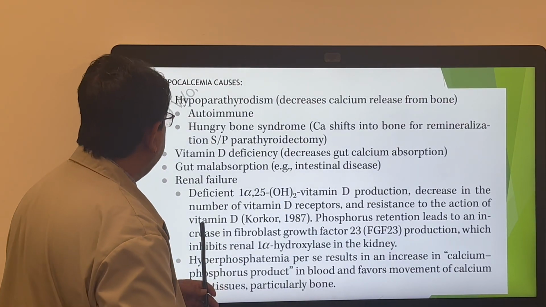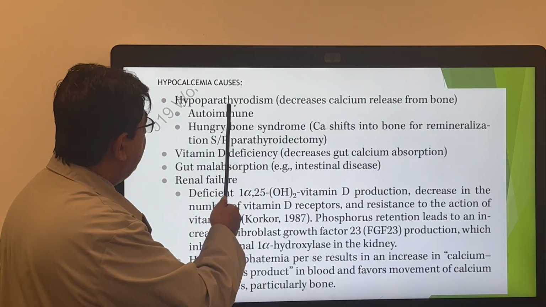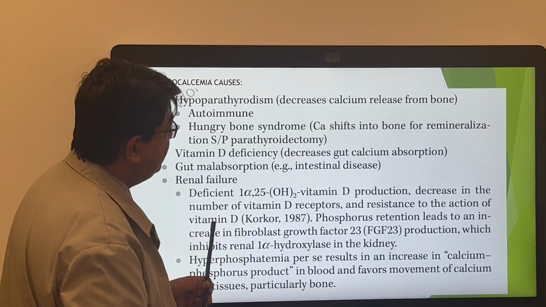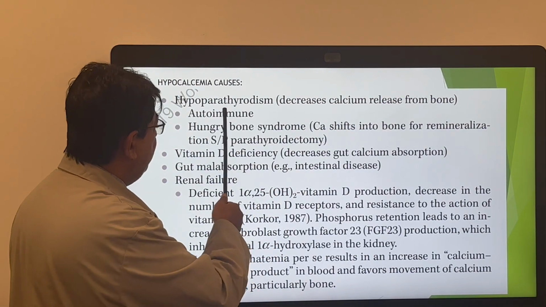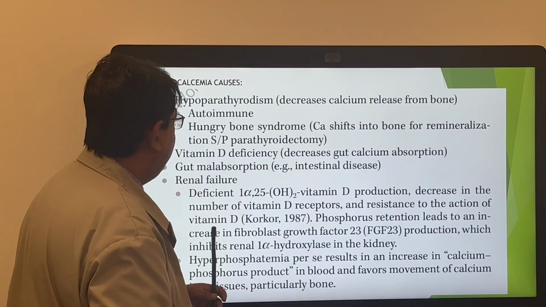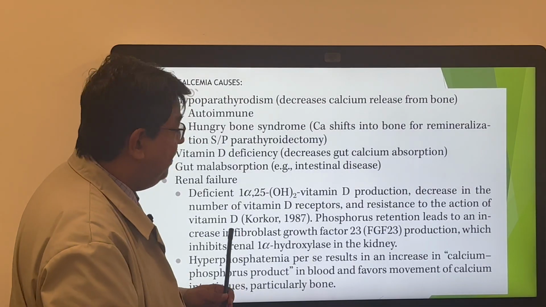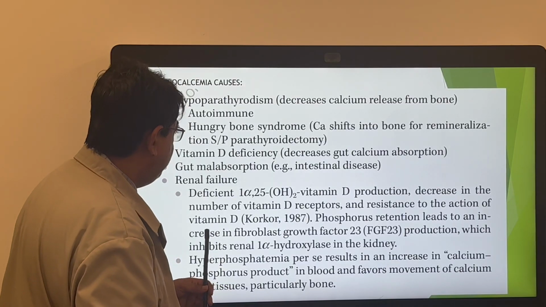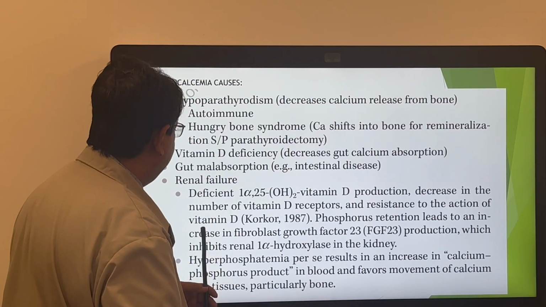So let's talk about hypocalcemia. What are the causes of hypocalcemia? Hypoparathyroidism is a common cause of hypocalcemia with the resultant decreased calcium release from bone. It's typically autoimmune, but is present in hungry bone syndrome, in which calcium shifts into the bone for remineralization, status post-parathyroidectomy. We'll talk about hungry bone syndrome a little bit later. Vitamin D deficiency obviously causes decreased gut calcium absorption. Gut malabsorption can cause intestinal disease and malabsorption of calcium.